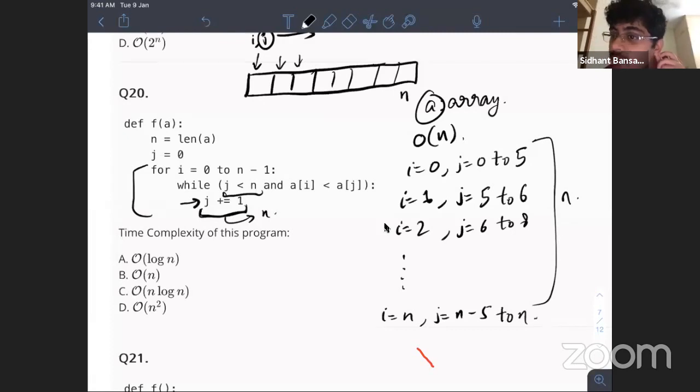Okay, Subham is asking why do we only calculate the time complexity in the upper bound sense? And Chirag also has a question. So let's first tackle Chirag's question. I think that's more interesting. If instead of and we had an or here, what would happen? Let's see. While J is less than N or A I is less than A J, let's think.